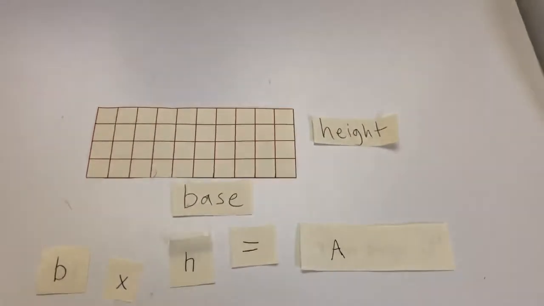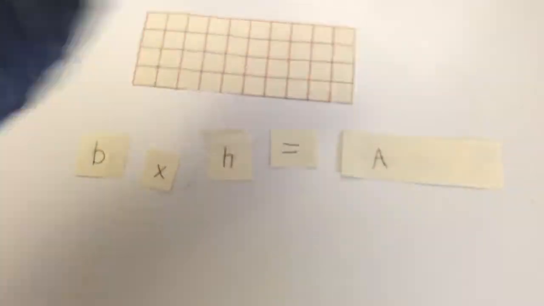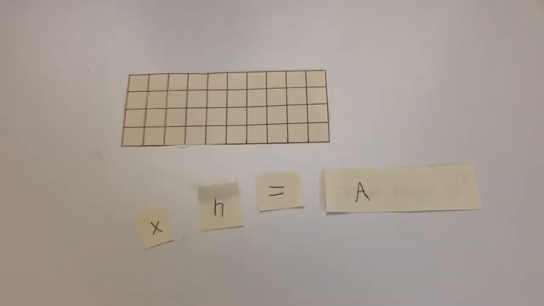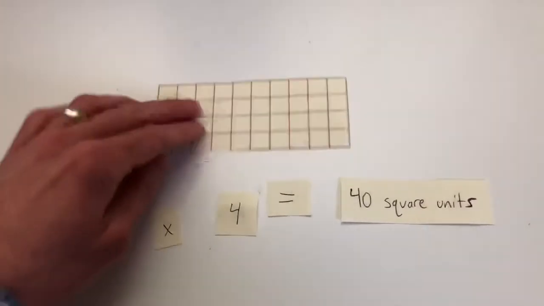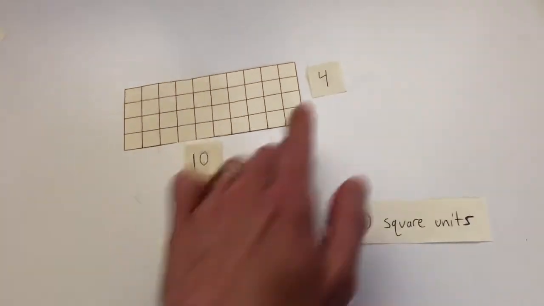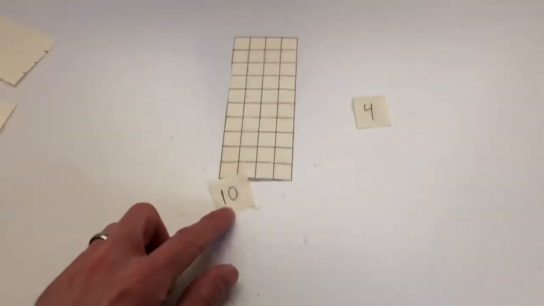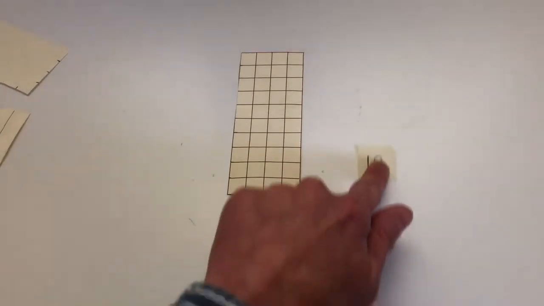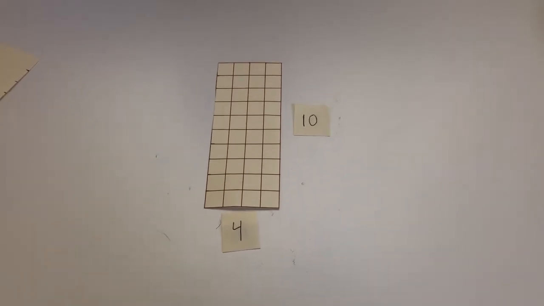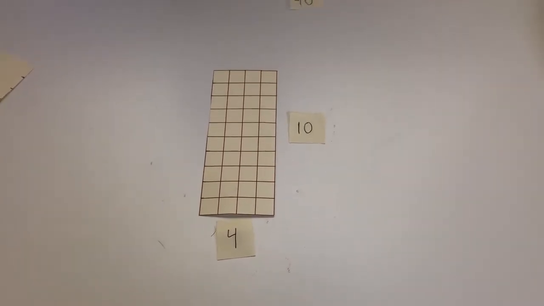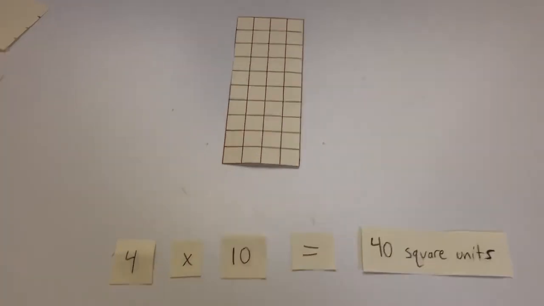Now, I'm going to take these off here and go back here. So we have found out that the base of 10 multiplied by the height of 4 will give us 40 square units. What if this rectangle was flipped this way to where our base is 4 and our height is 10? What would our surface area be? Well, the way we can find that out is do the exact same thing. Base times height equals area. So base being 4, height being 10 equals area, 40 square units.